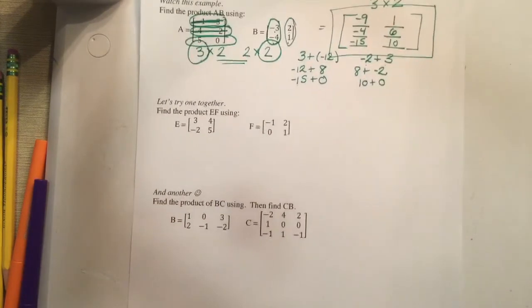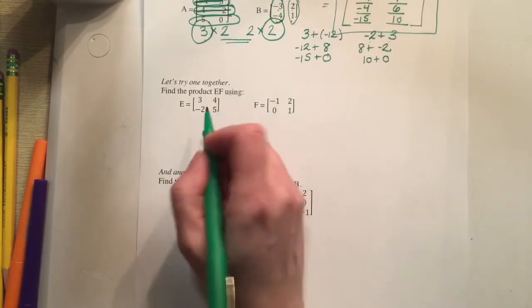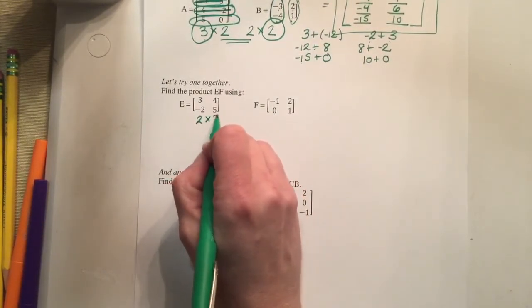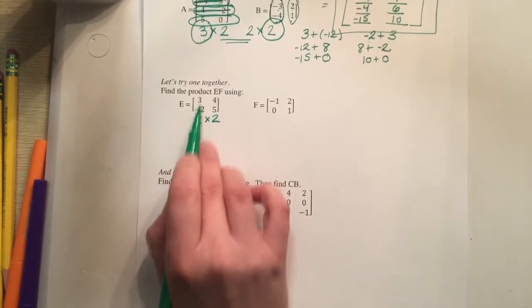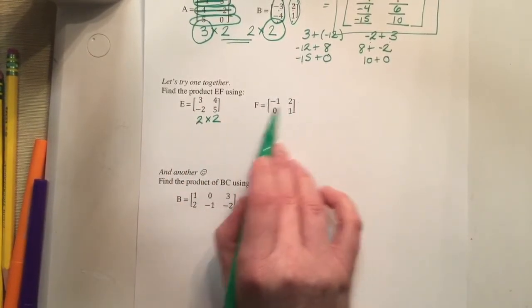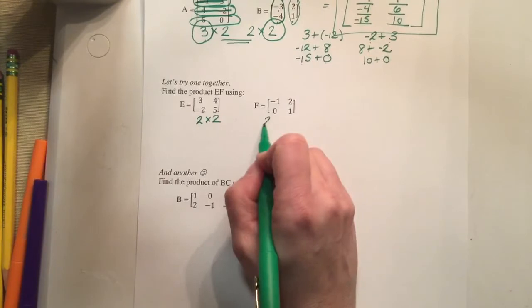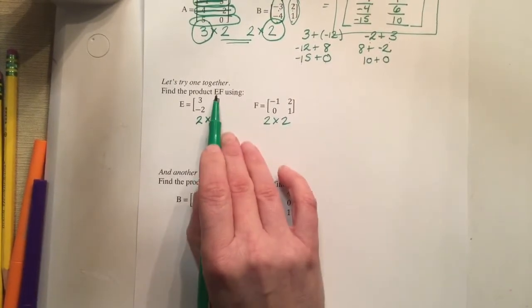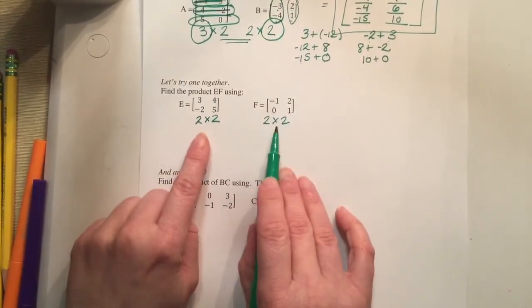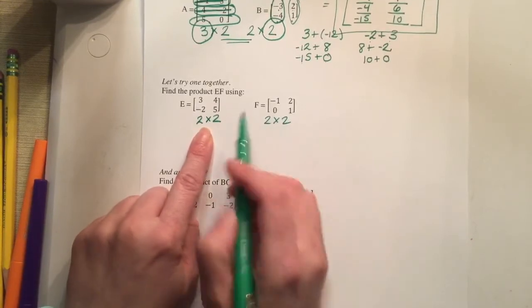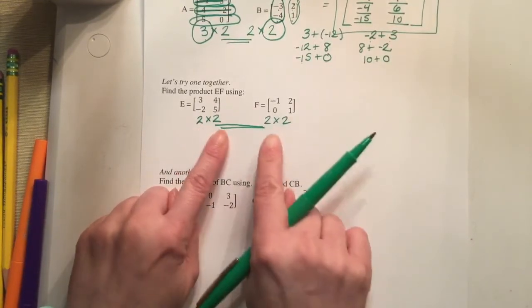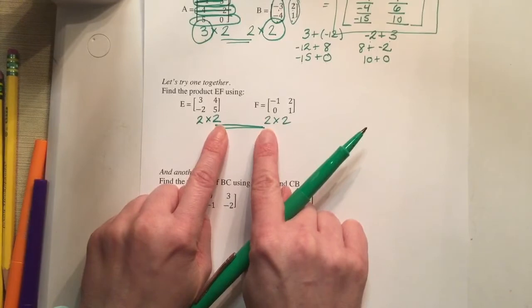Okay, we're going to try a couple more. So E is a 2 by 2 because it's 2 rows by 2 columns. F is also a 2 by 2. They want us to find the product EF. So that means if I take the dimensions in that order, E, then F, the middle two values have to match, and they do. They're both a 2. This means I can multiply.